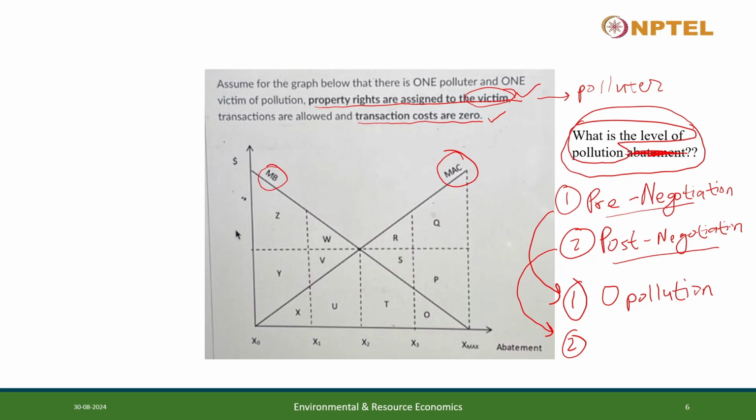It depends upon how much pollution is done by the polluter. Yes, but they will come to the optimum pollution level, right? So based on the cost theorem, we said that when there is negotiation between the polluter and pollutee, they will come to the optimum level of pollution. So what will be that value, the optimum level of pollution after negotiation?